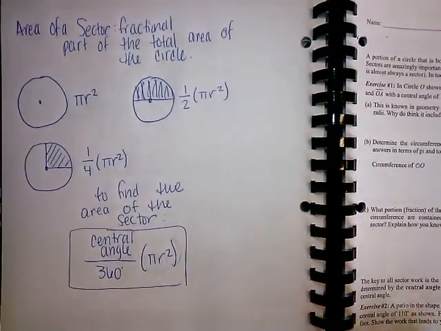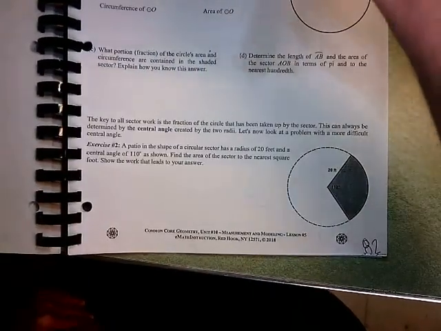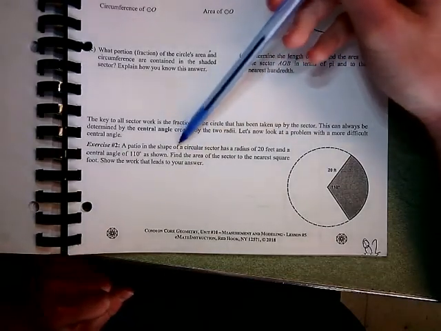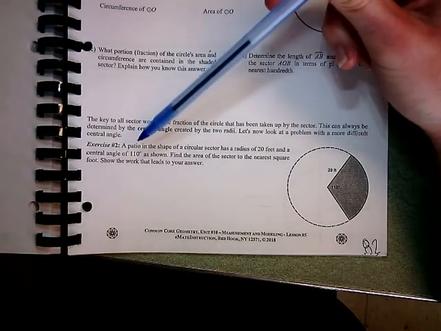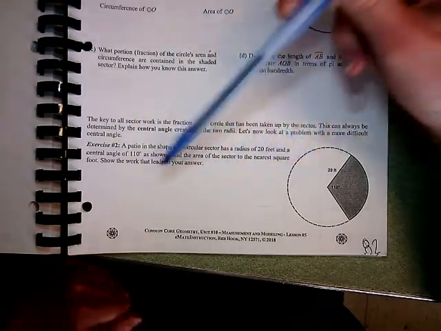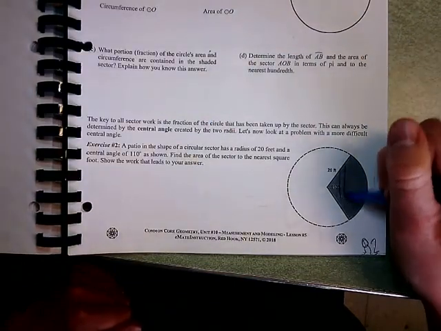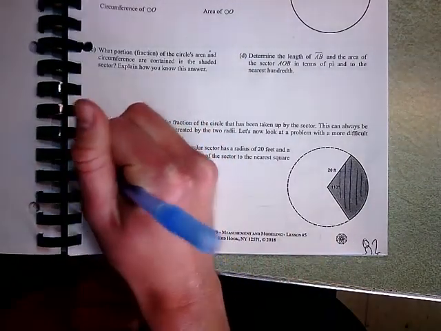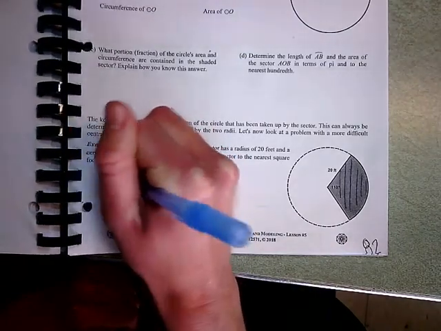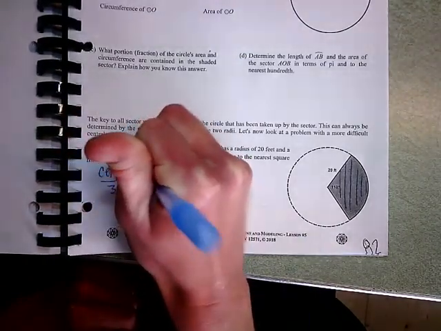All right, so let's look at some examples. So we're going to kind of skip over exercise 1, but let's look at exercise 2. So we have a patio in the shape of a circular sector, has a radius of 20 feet and a central angle of 110 degrees as shown. Find the area of the sector to the nearest square foot. So again, you want to find the area of this shaded part. Okay, so remember, a sector is just a fractional part of the entire circle.